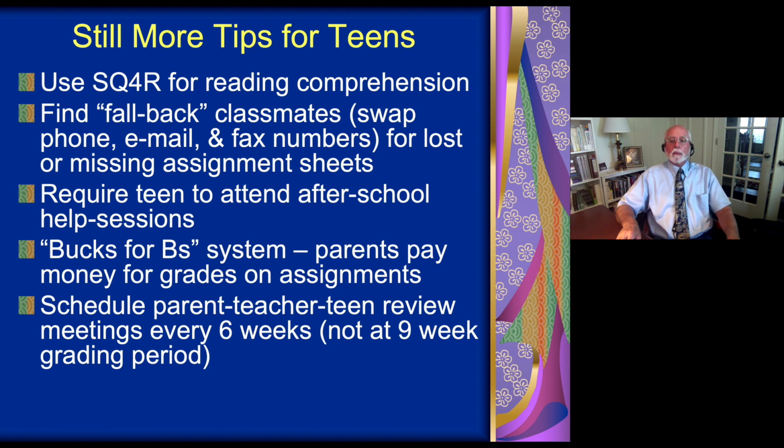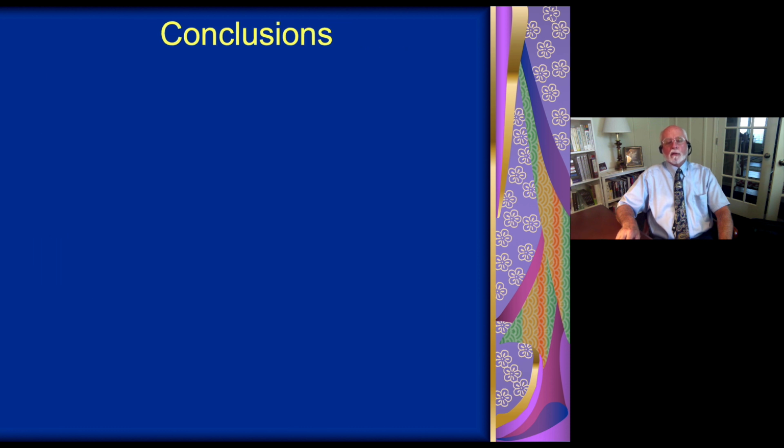And then finally, we want parents and teachers to get together at least every 4 to 6 weeks for a conference to review how their ADHD teen is doing. Don't wait until the end of the grading period, which in my country is the 9-week grading period. That's too late. The student has failed the class by the time we do review. We want frequent reviews so that we can see how the teen is doing and make corrective action for anything that's going wrong so that we have a chance to head off any opportunity of failure.